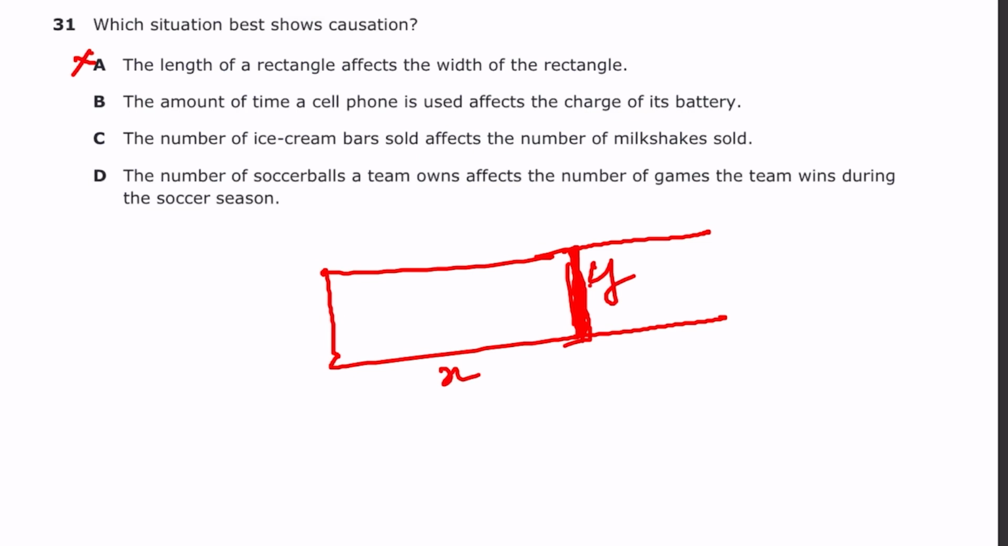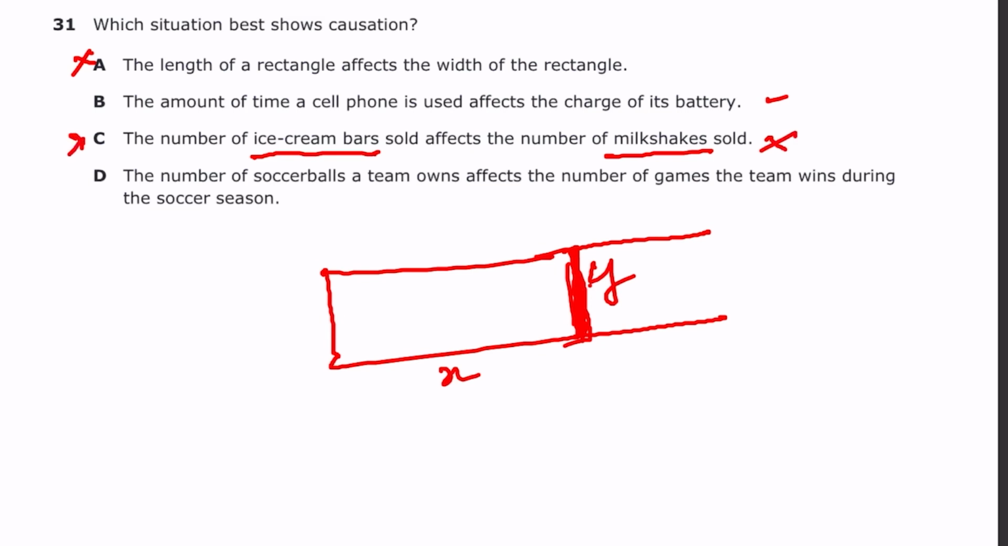The amount of time a cell phone is used affects the charge of its battery. Yes, it can be a possibility, because definitely the amount of time you use it affects the charge of the battery. It becomes less the more you use it. Number of ice cream bars sold affects the number of milkshakes sold. There is no relation between ice creams and milkshakes. They are both different, so one doesn't affect the other. So this also cannot be the causation.